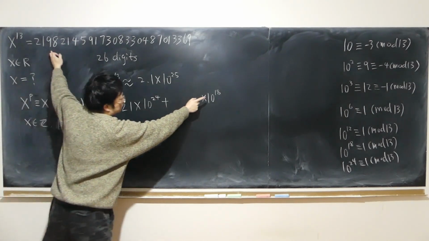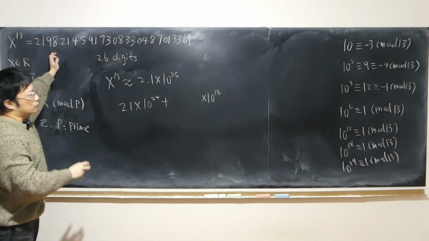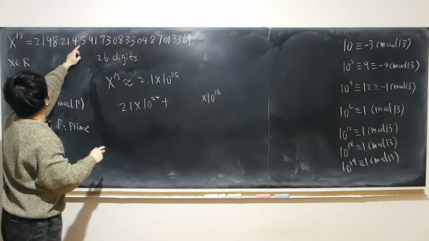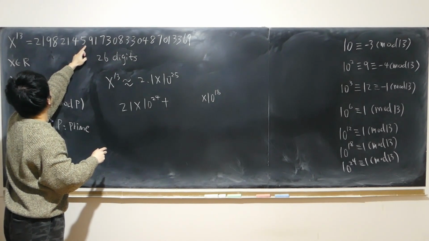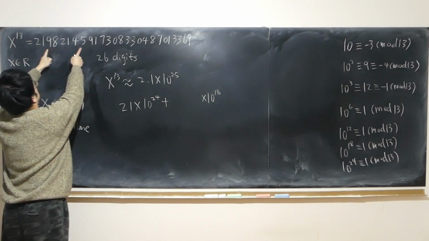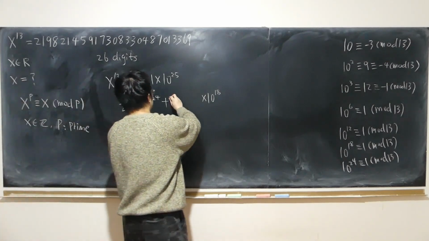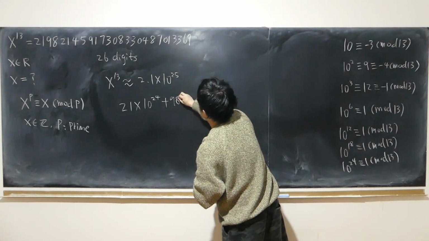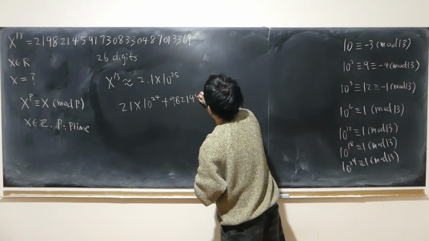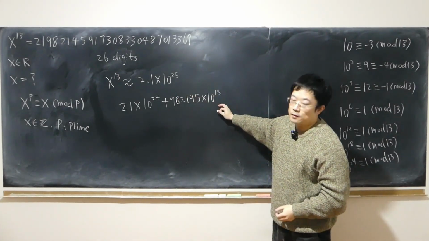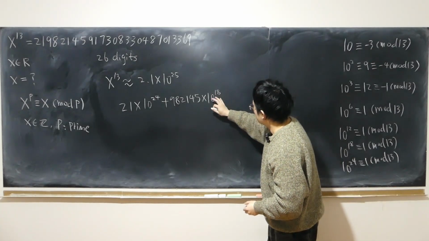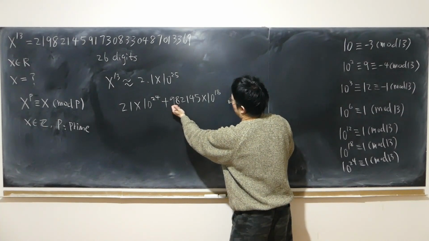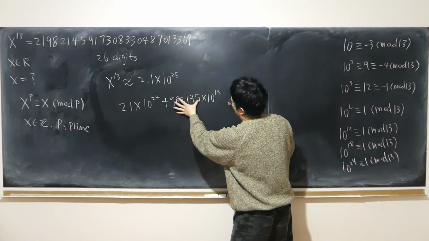If I want to use 18, I have to move 5 places: 1, 2, 3, 4, 5. I probably have to use 6 digits from here: 9, 8, 2, 1, 4, 5, then times 10 to the power of 18. Because knowing this remainder is 1, all I need to know is the remainder of this number divided by 13.